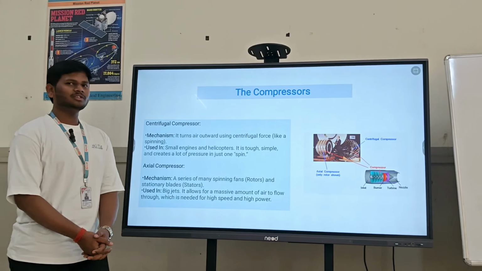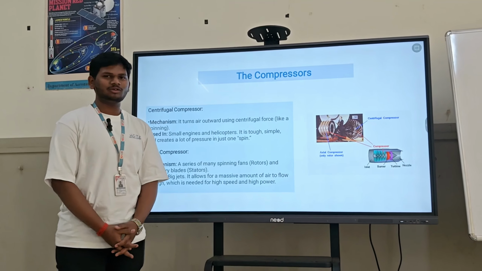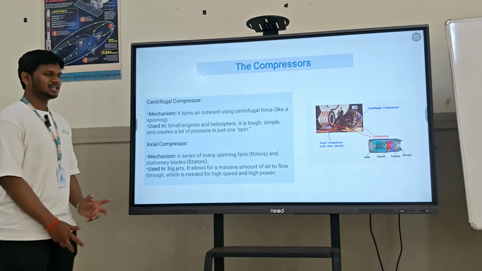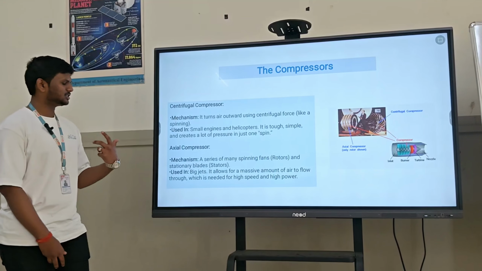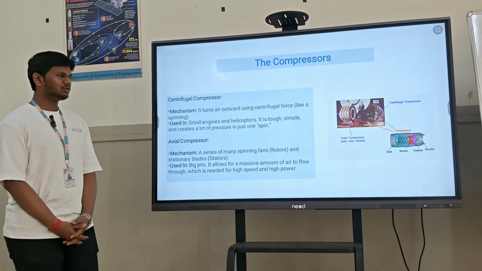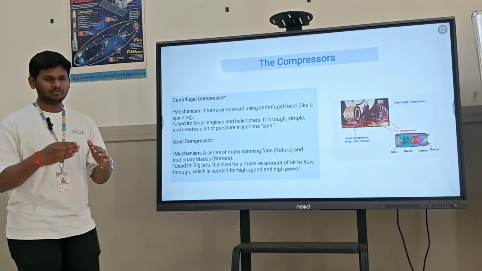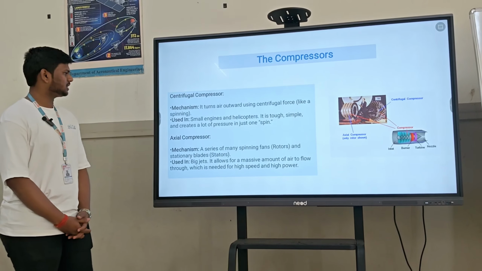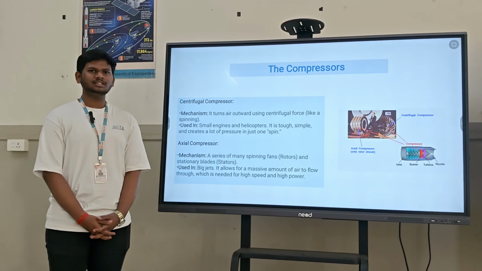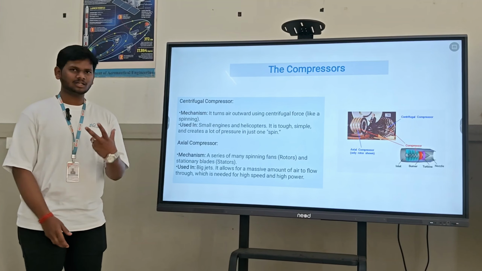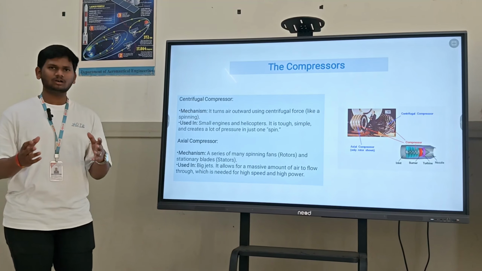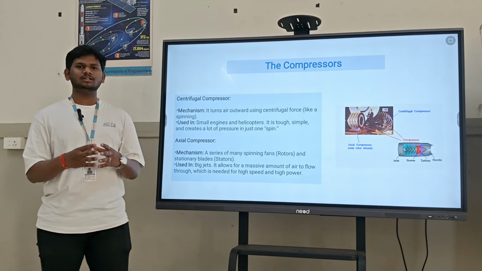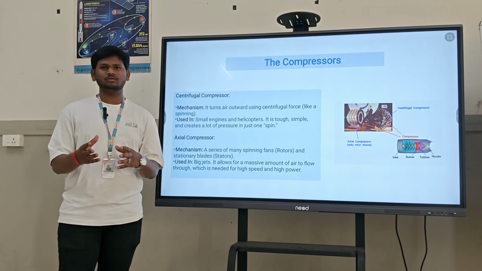After talking about the jet engines, we will discuss compressors. Compressors mainly have two types: centrifugal compressor and axial compressor. In centrifugal, the air is turned outward using centrifugal force, like a spiral structure or a spinning. It is used in small engines and helicopters. It is tough, simple, and creates a lot of pressure in just one spin, like in a diesel or petrol engine, two-stroke or four-stroke.